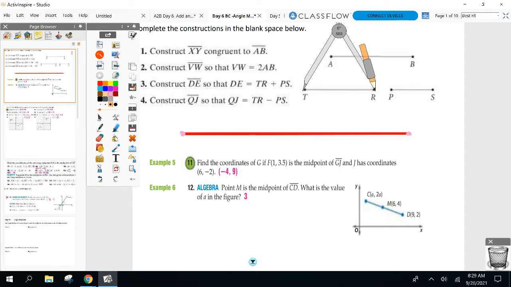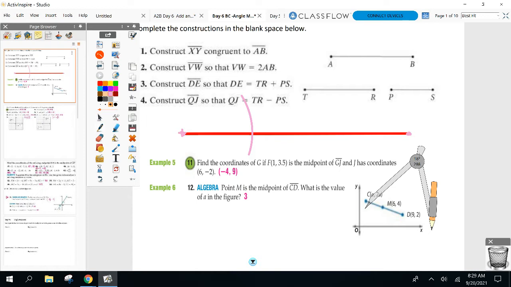The first thing I'll do, this is the way I'll approach it, is copy TR onto the line segment. So I open up my compass to the length of TR, slide it right over here, and make TR. There's the length of TR. Now I need to subtract PS from it.